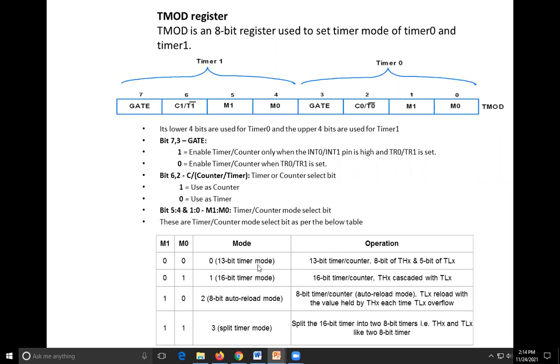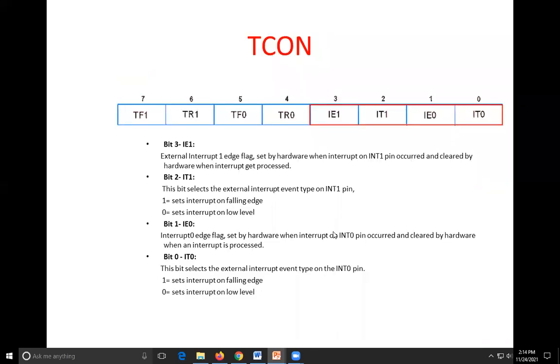You have to use the whole 16-bit timer, which means the whole 16 bits are used for counting, or for delay purposes using the timer. Whole 16-bit means THX of 8 bits and TLX of 8 bits of timer 0 and timer 1, used for the counting purpose, or you can say for the delay purpose.